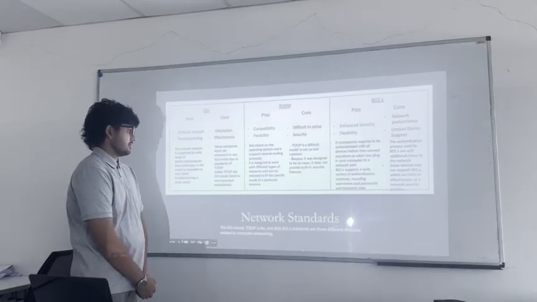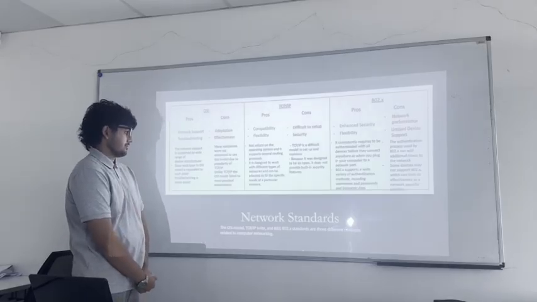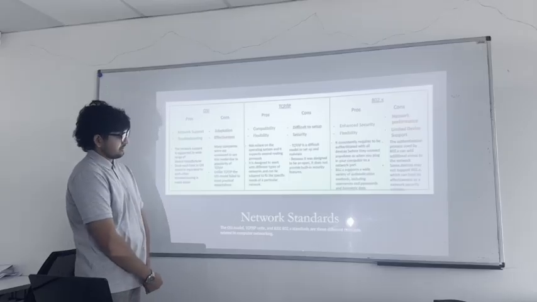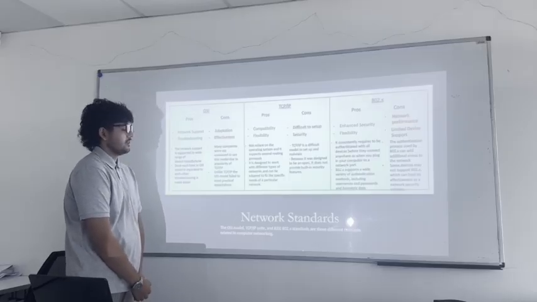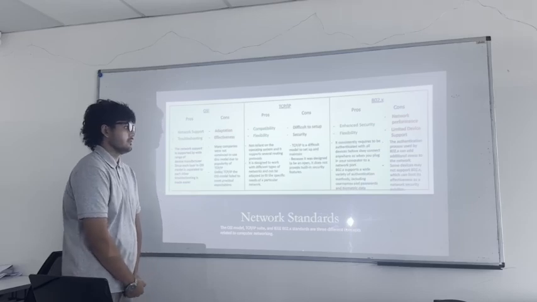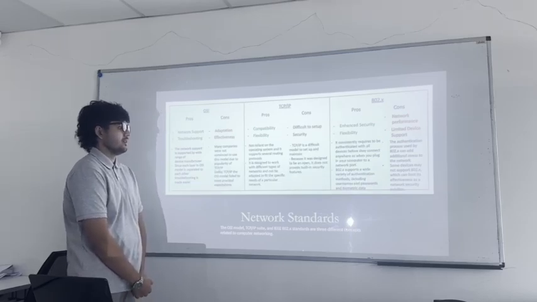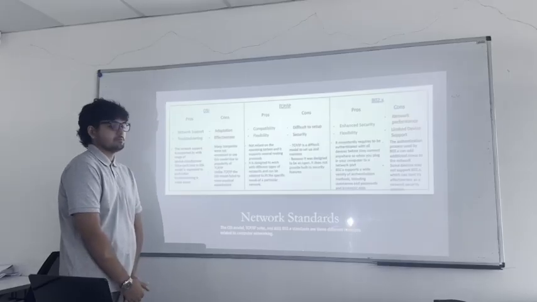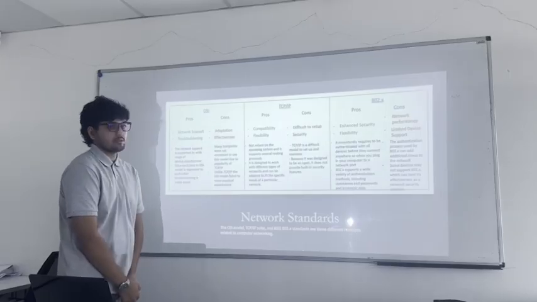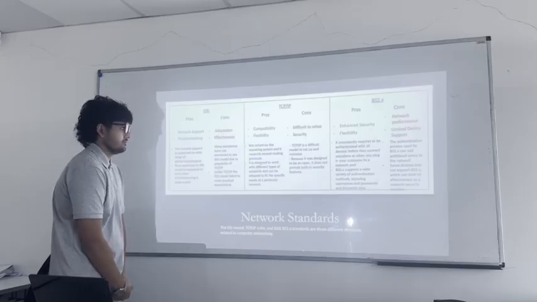Flexibility. It is designed to work with different types of networks. It can be adapted to fit the specific needs of a particular network. And the drawbacks are, it's quite difficult to set up. So TCP/IP is a difficult model to set up and maintain. Another drawback is security. Because it was designed to be open, it does not provide built-in security features.